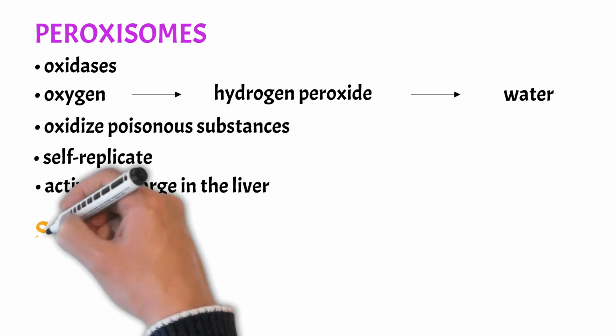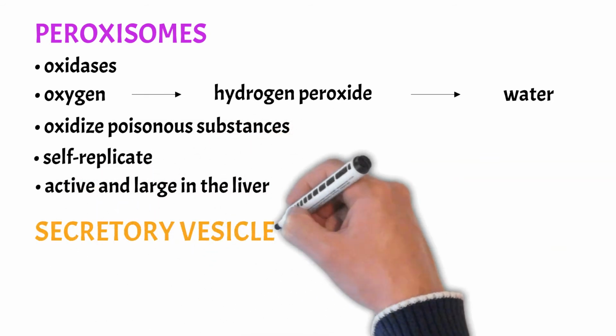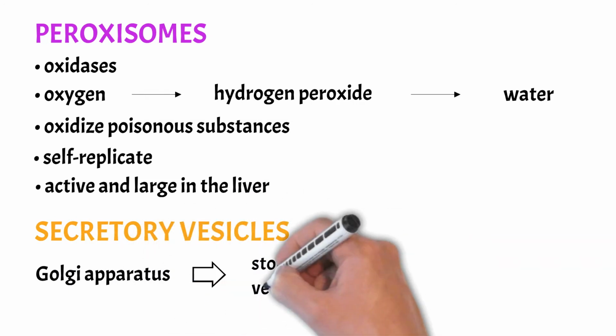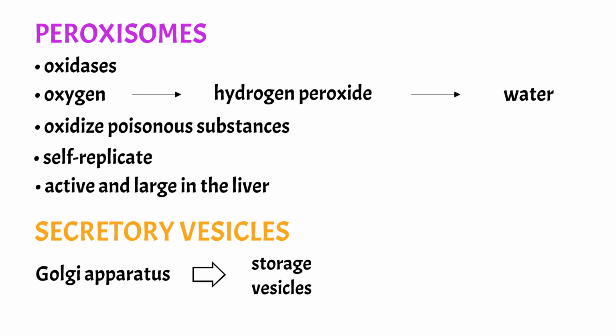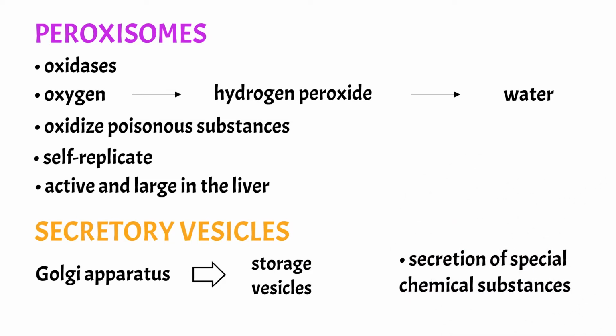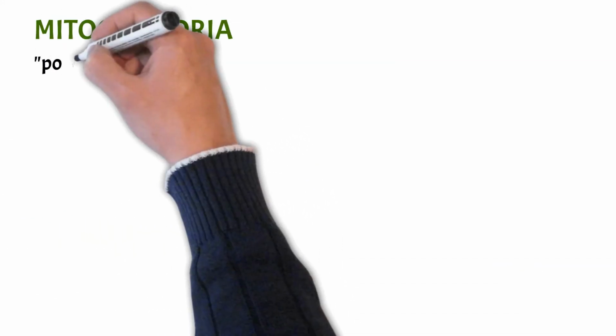Then we have secretory vesicles that are released from the Golgi apparatus into the cytoplasm as storage vesicles. The cell uses them for secretion of special chemical substances. Next we have mitochondria, the powerhouse of the cell.